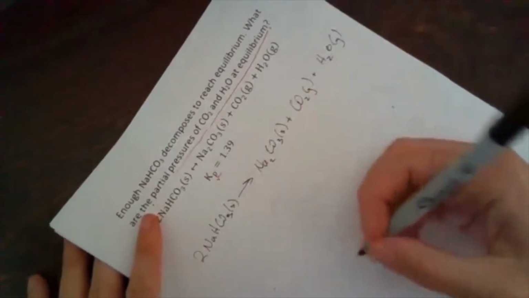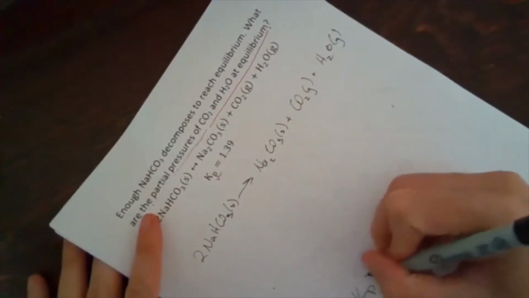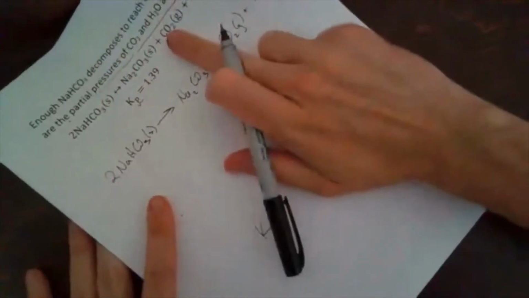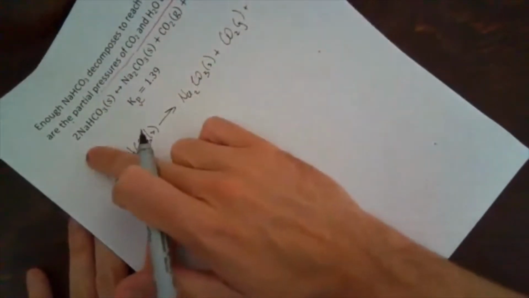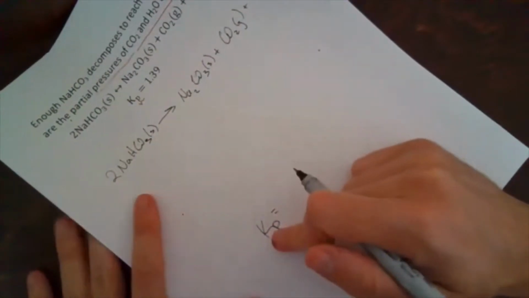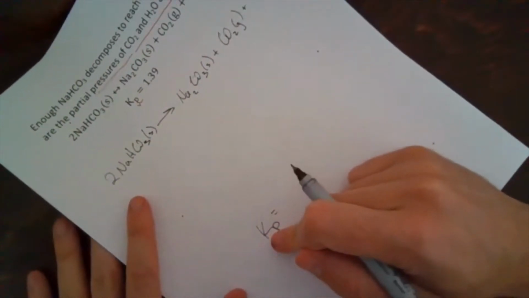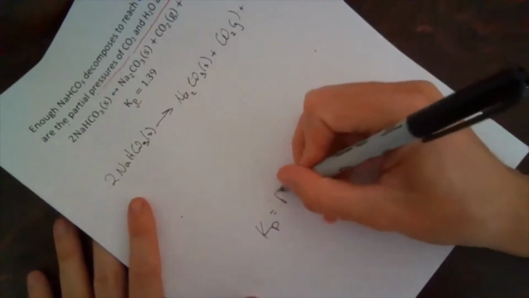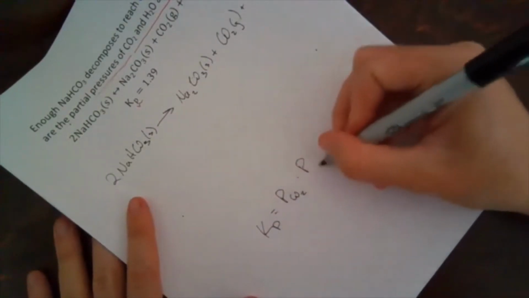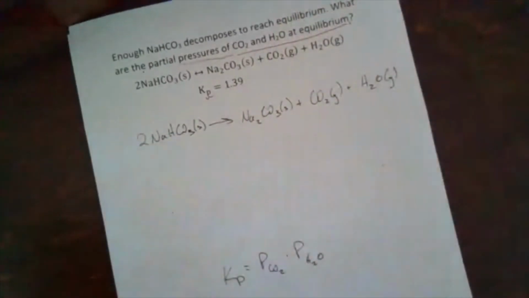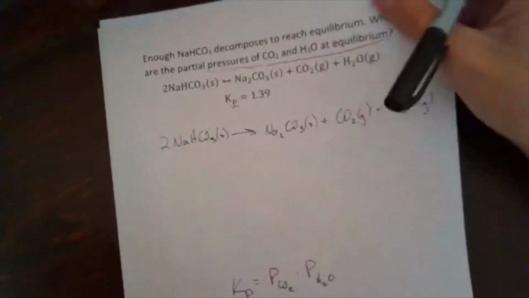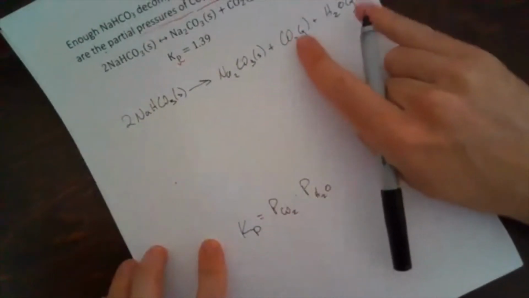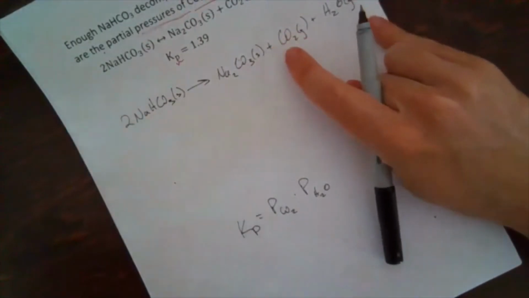So what does Kp look like? We know that Kp is a ratio of products over reactants. But you'll notice Kp is only pressure. We're only dealing with gases here. Solids don't show up in equilibrium constant expressions, so this is just the pressure of CO2 times the pressure of H2O. Because those are solids, they don't show up in an equilibrium constant expression, and pressures of solids aren't even defined. That's why they don't show up here. And so really all we care about are the equilibrium properties of the gases, and that's all that would define equilibrium.